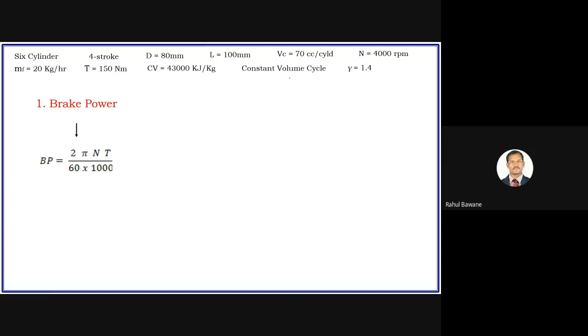Each time I am not pronouncing the conversion factors 60 and 1000. So it is very easy to remember that brake power is 2 pi N T. Now here N is given, yes, 4000 rpm is given. Torque is directly given. So we can calculate the brake power value.